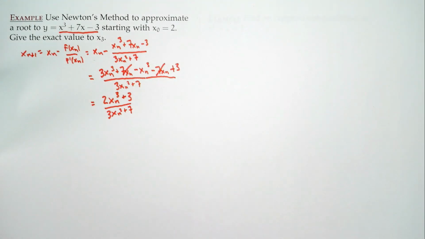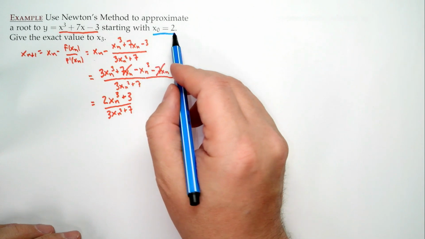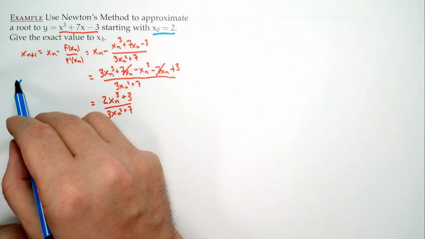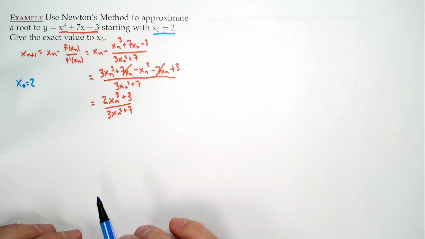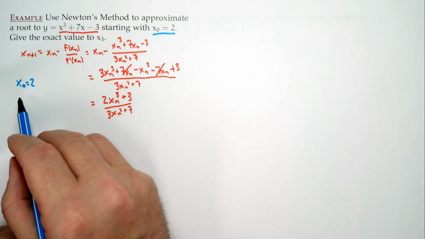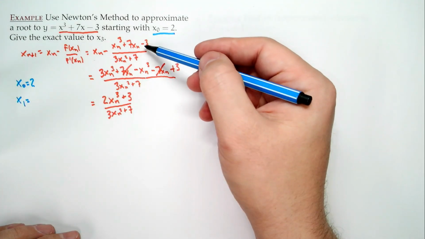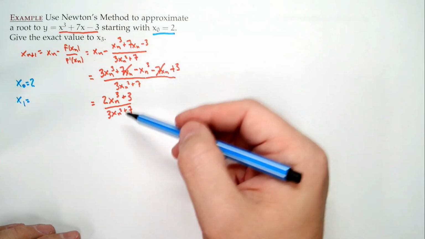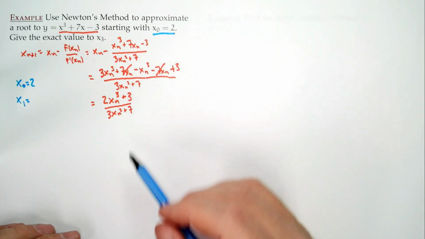We actually got to do the work. So, well, let's get to work. So we know what we're starting with. We're starting with x0 equals 2. So there's x0. Now, what's x1? Well, we can plug it in here, or we can plug it in here. These are equivalent. They're just different ways of writing the same expression.